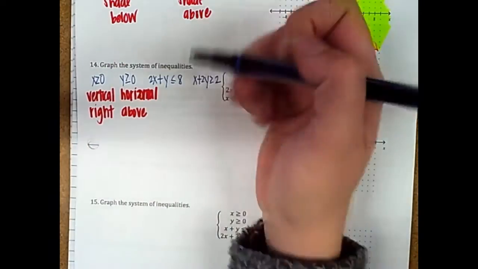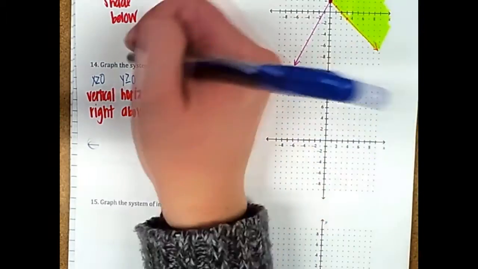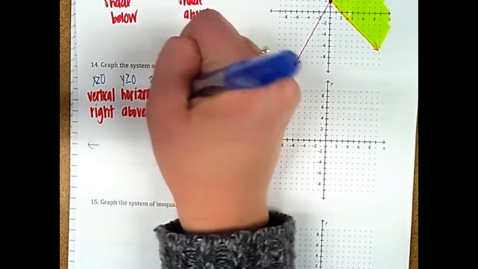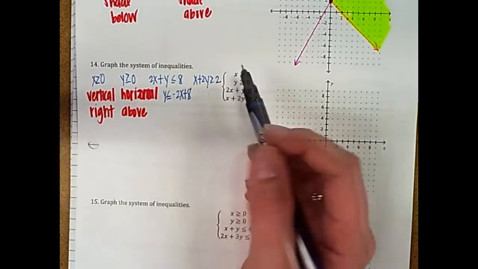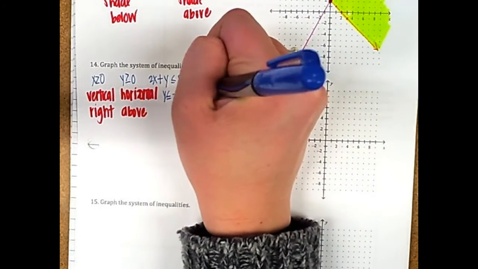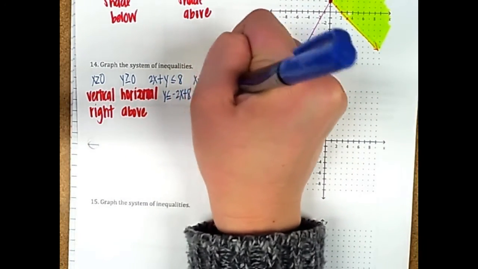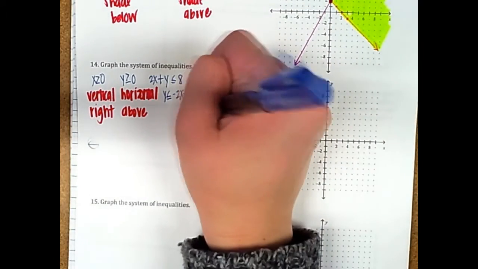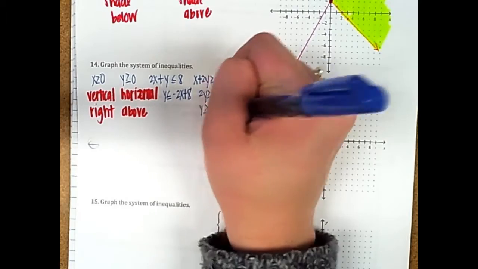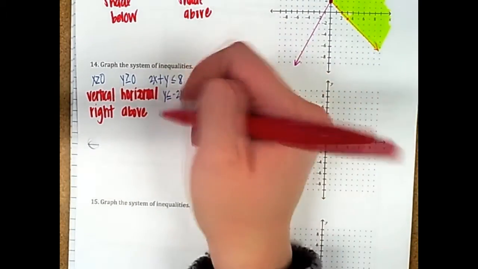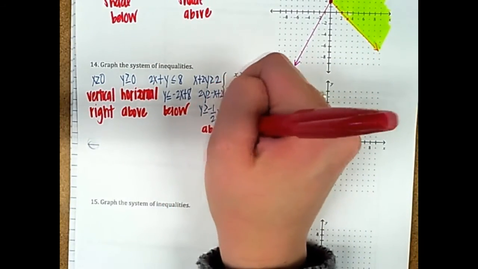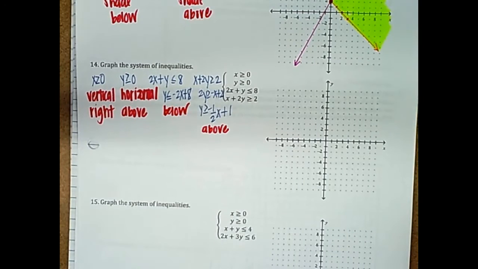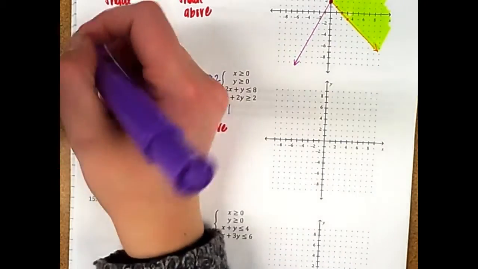And then for these 2 lines, I need to get them in y equals mx plus b form. So I first just subtract 2x from both sides, and it's in y equals mx plus b form. And then with this one, I would subtract x, and then divide by 2. So I'd have negative 1/2 x plus 1. So with this one, I would shade below, because it's less than, and this one I'd shade above, because it's greater than.